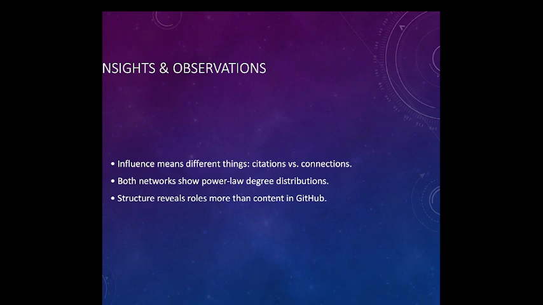In Cora, the most influential papers are those that are cited frequently. In GitHub, the influential developers can be popular hubs or bridges connecting different communities. Both networks also followed a power law distribution, meaning a few nodes dominate in terms of connections.